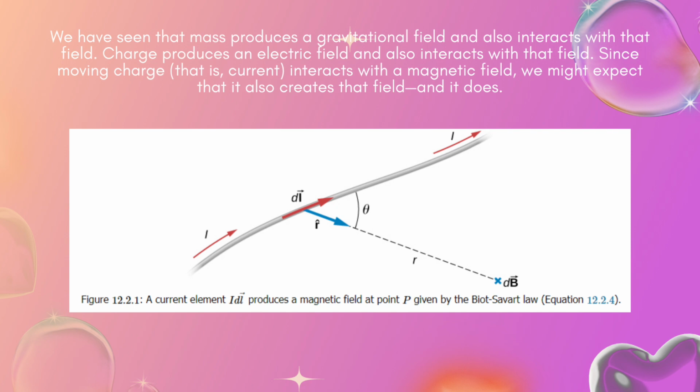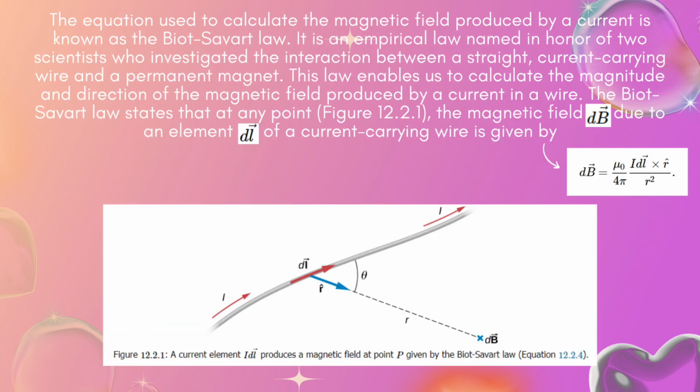Here in figure 12.2.1, a current element, I times the infinitesimal wire segment, produces a magnetic field at point P given by the Biot-Savart law. The equation used to calculate the magnetic field produced by a current is known as the Biot-Savart law. It is an empirical law named in honor of two scientists, namely Jean-Baptiste Biot and Félix Savart, who investigated the interaction between a straight current-carrying wire and a permanent magnet.